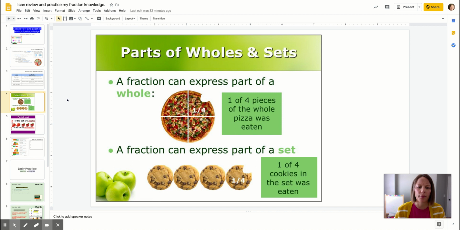We can also talk about fractions as they relate to a group or a set. If I look here, I see 4 chocolate chip cookies. There are 4 individual cookies, and so we would say we have a set or a group of cookies, and only one of those cookies has a bite taken out of it. And so 1 out of the 4 cookies has been eaten. So it's again 1/4. It's different than if I just have one cookie and we divide it into pieces. Here we have a set of cookies, and so we say 1/4 of the set has been eaten.